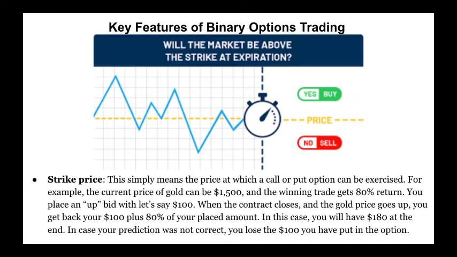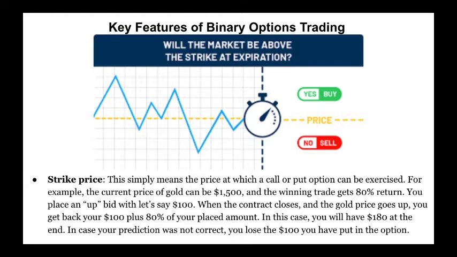Another key feature in binary options trading is strike price. This simply means the price at which a call or a put option can be exercised. For example, the current price of gold can be $1,500 and the winning trade gets 80% return.